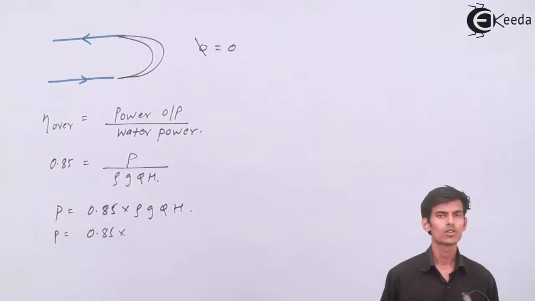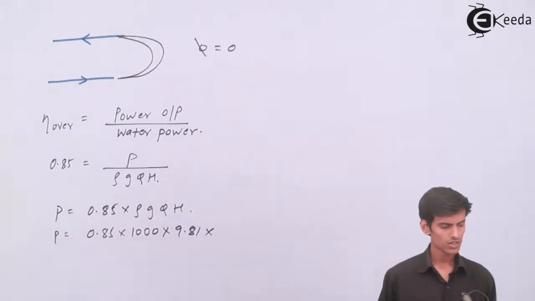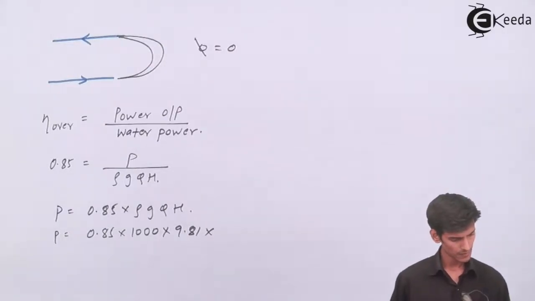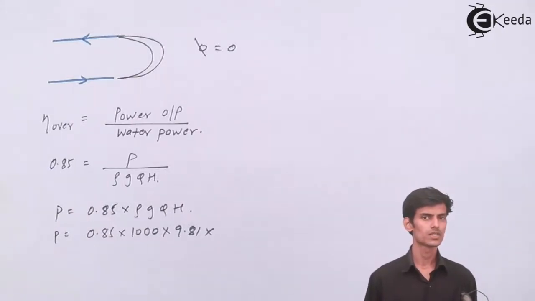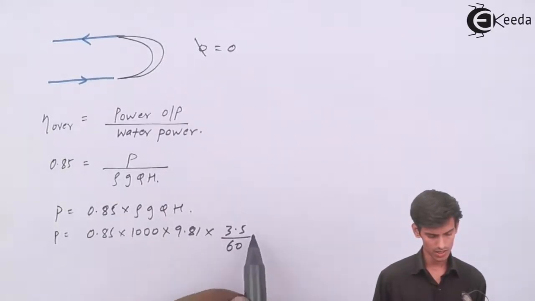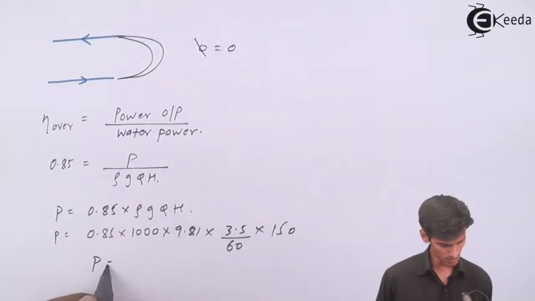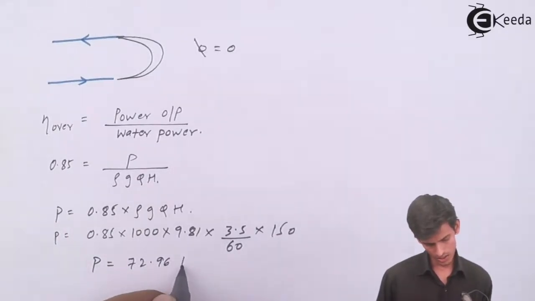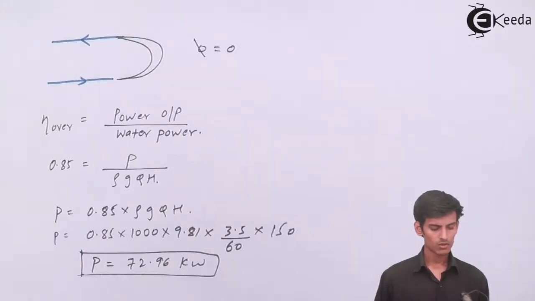Since the fluid is water, we know that the density is 1000. The discharge is given in terms of meter cube per minute, so we have to convert that in meter cube per second. So you will get 3.5 divided by 60 meter cube per second into H. We've already calculated H, which is 150, and once you multiply these things you get the power developed, which comes out to 72.96 kilowatt. This is the output power that will be developed. So that was all about this numerical. Let's go on to the next question now.